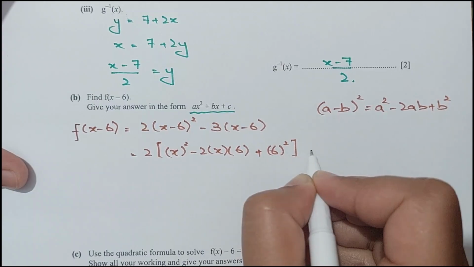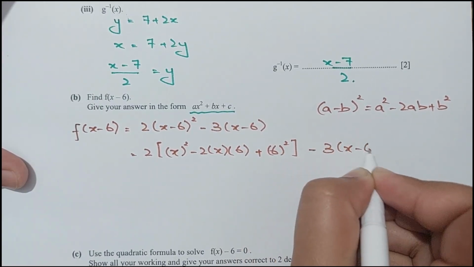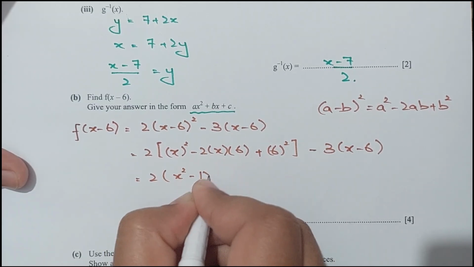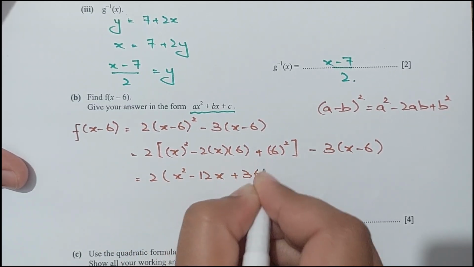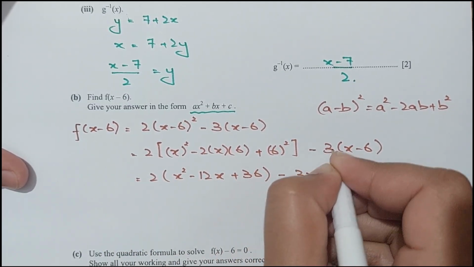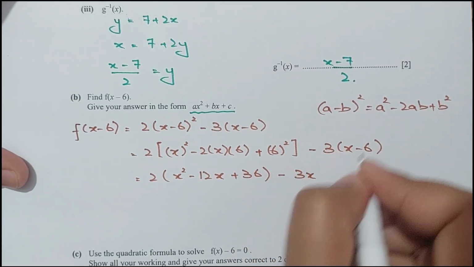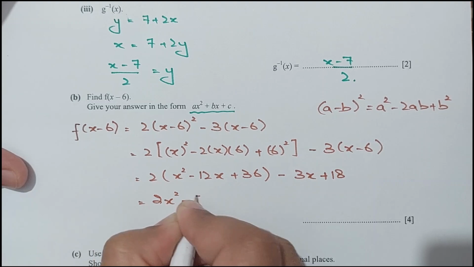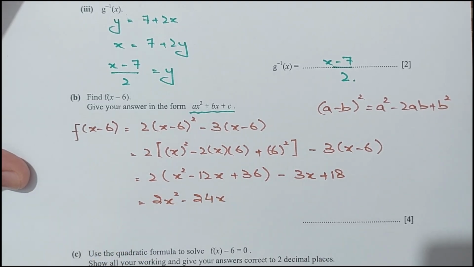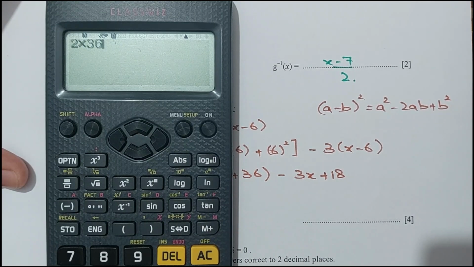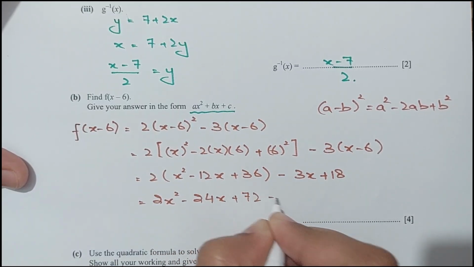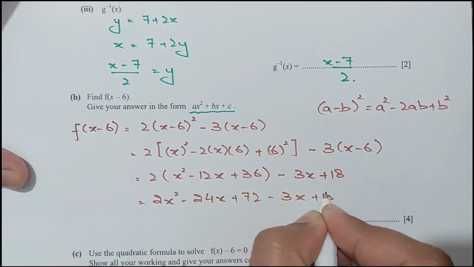Let's recall the formula. Minus 3 into x minus 6. This is 2 into x square. 2 times 6 is 12x. 6 times 6 is 36. Minus 3x, and minus times minus is plus, 3 times 6 is 18. So this is 2x square minus 24x, and what is 2 times 36? 2 times 12 is 24, 2 times 36 is 72, plus 72 minus 3x plus 18.